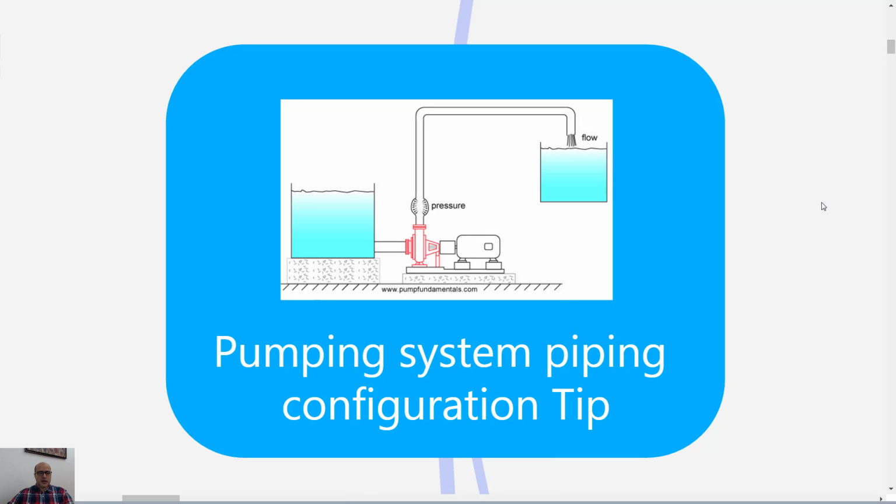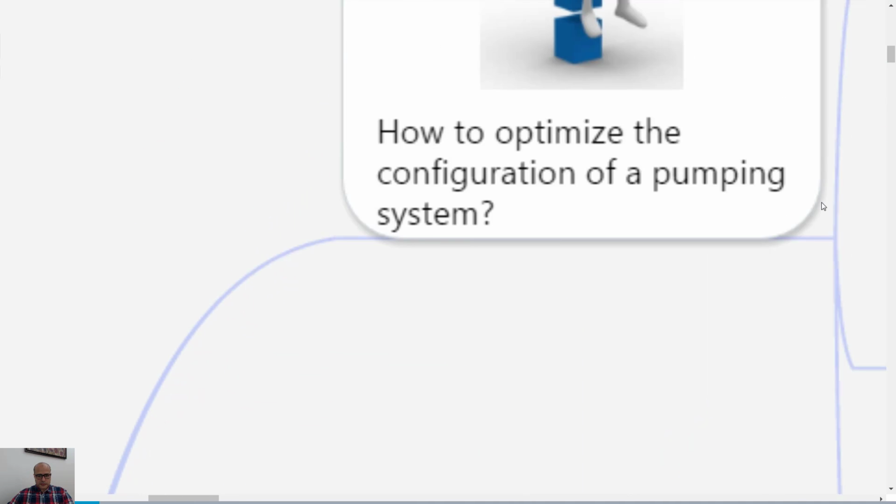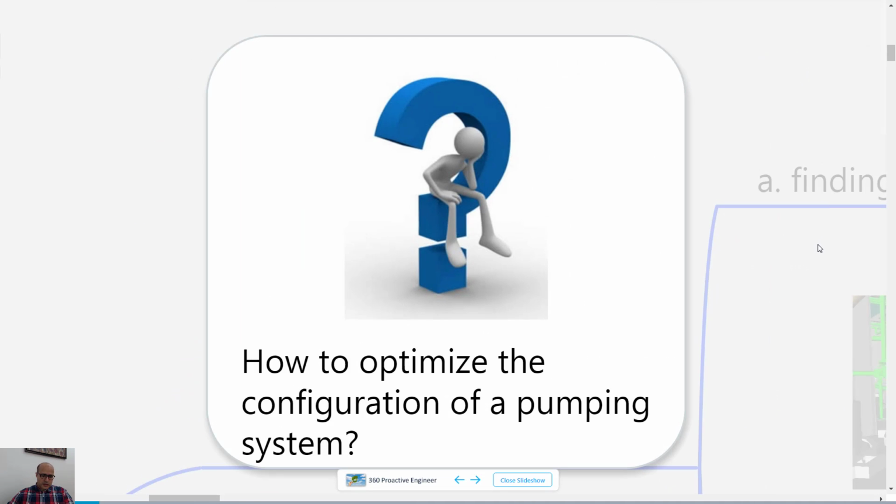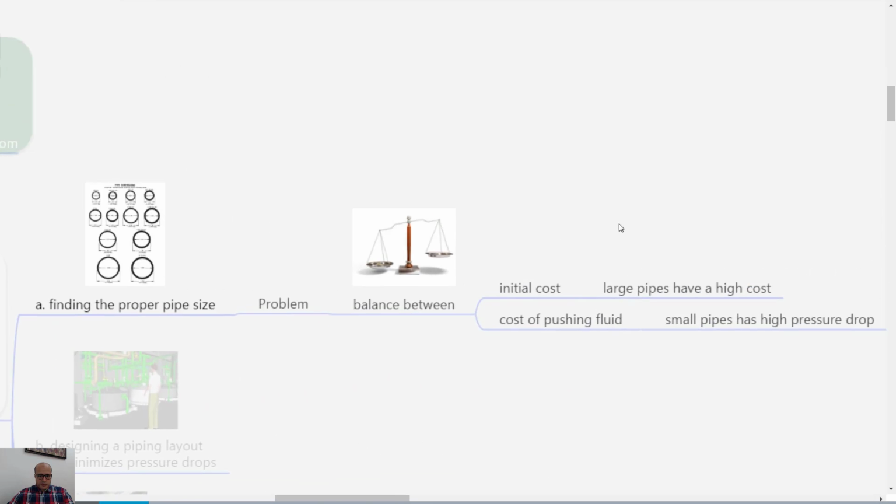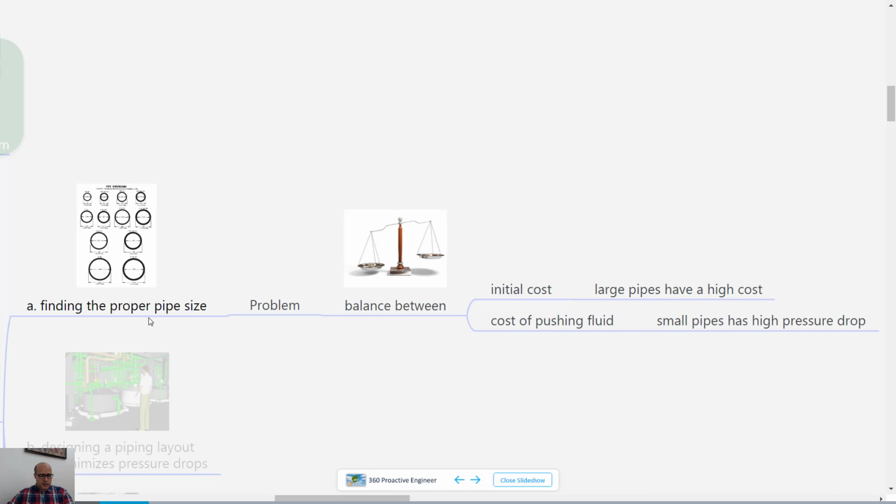The subject will be how we can optimize the pumping system piping configuration. First of all, there are three areas we need to consider when we are optimizing the configuration for the whole pumping system. The first part we need to optimize will be finding a proper size for the pipe.